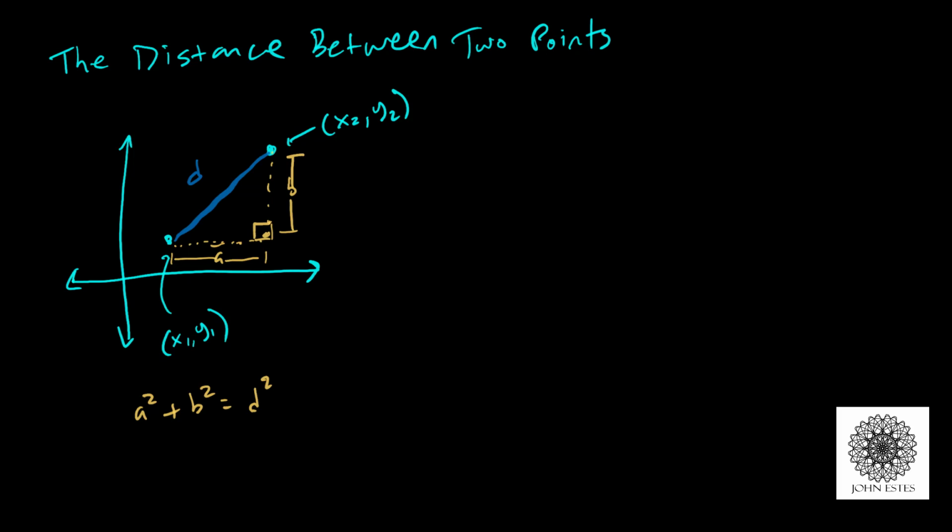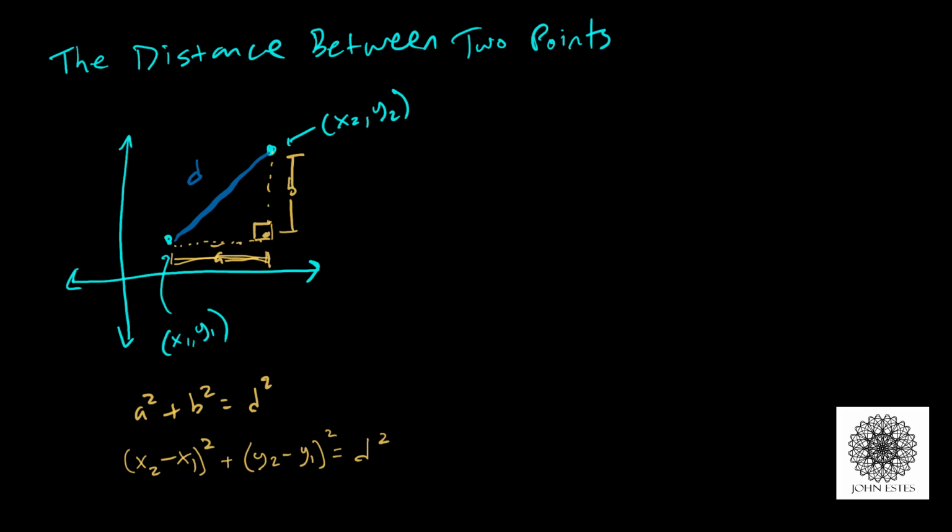Okay, so actually this a is just the distance that x goes from my first point to the second point. So a here is actually x2 minus x1 in absolute value, but since I square it, I don't really have to worry about the absolute value there. And in a similar way, my b is y2 minus y1 quantity squared, and that equals d squared again.